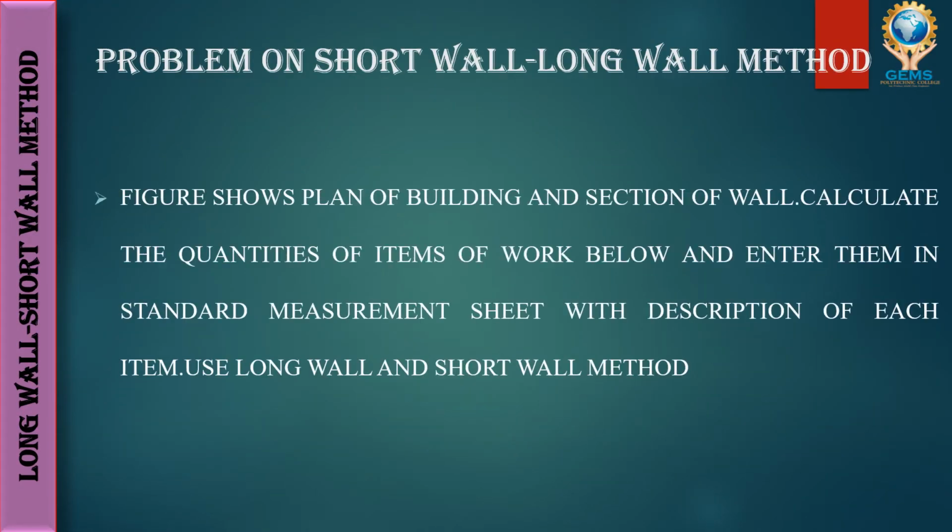So here is a problem on long wall short wall method. Okay. So the figure shows the plan of a building and section of a wall. Calculate the quantities of items of work below and enter them in standard measurement sheet with the description of each item. Use long wall and short wall method. Okay, so this is the question given. So using the plan and the section, we need to calculate the quantities of items of work, and after that we need to enter them into the measurement sheet.